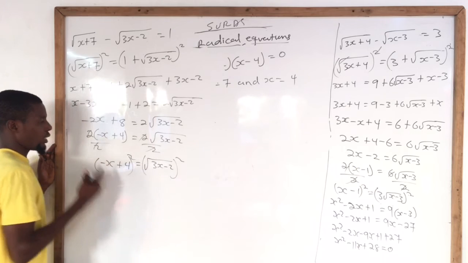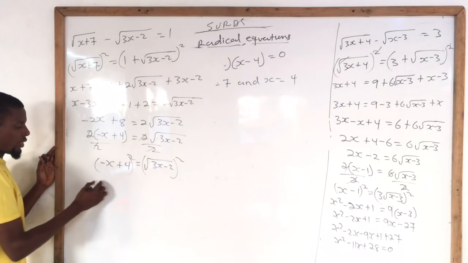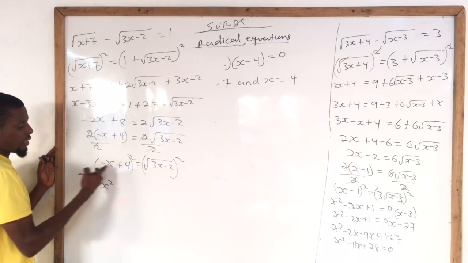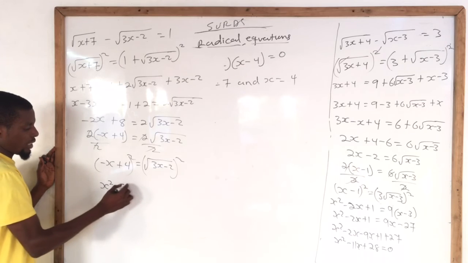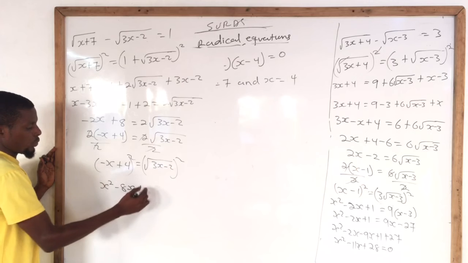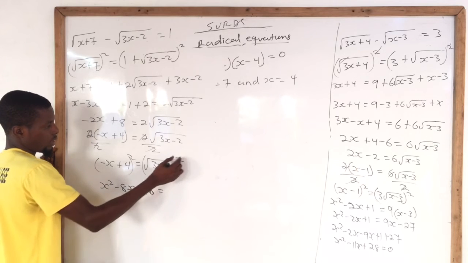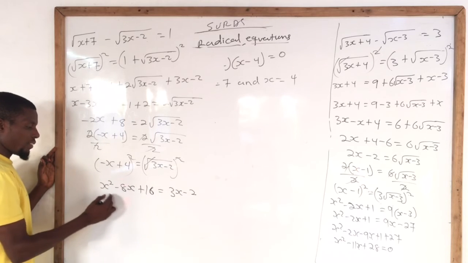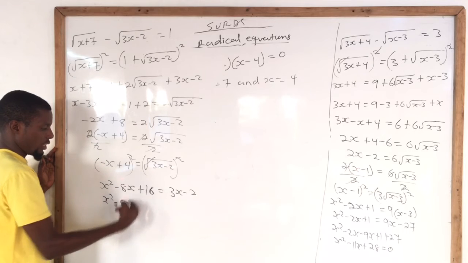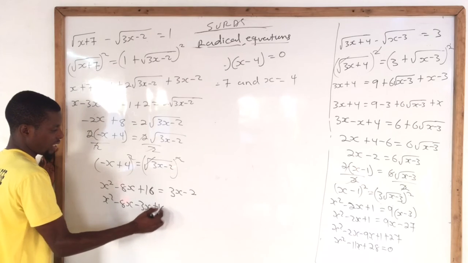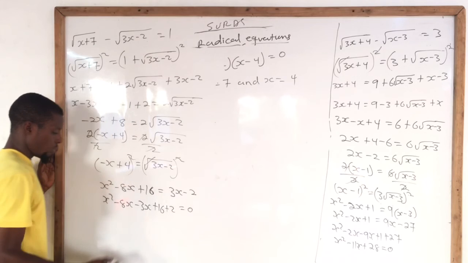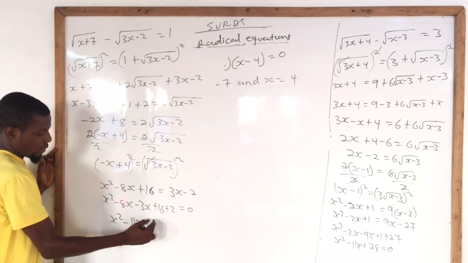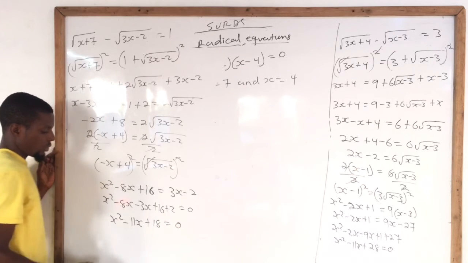Since there's a square root, I have to remove that. So negative x squared will give me positive x squared. If I multiply this, this is going to be minus 4x times 2 will give me minus 8x plus 4 squared will give me 16 equals, this cancels that, so I have 3x minus 2. Grouping like terms, I have x squared minus 8x. If this 3x crosses, minus 3x plus 16 plus 2 equals 0. So I have x squared minus 11x plus 18 equals 0.